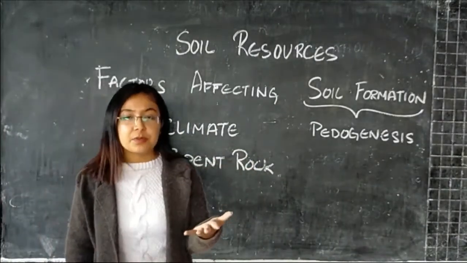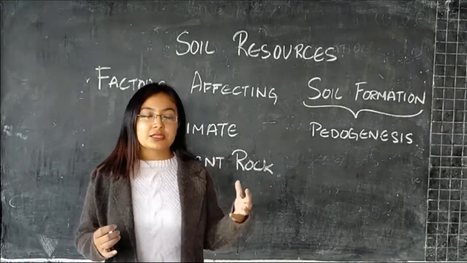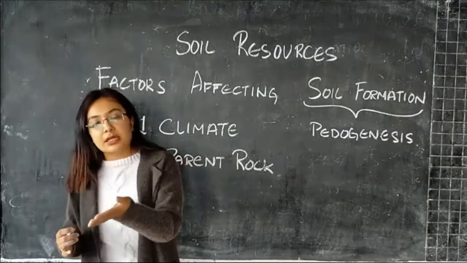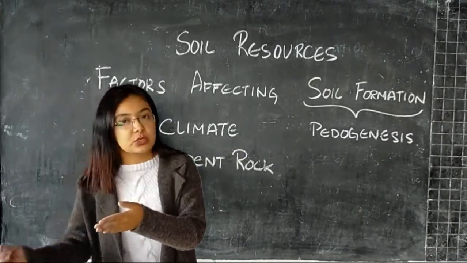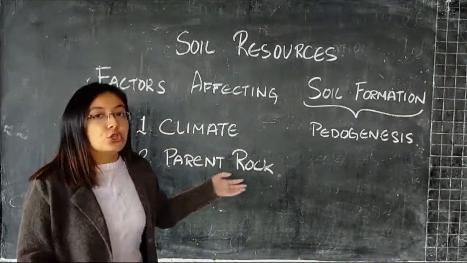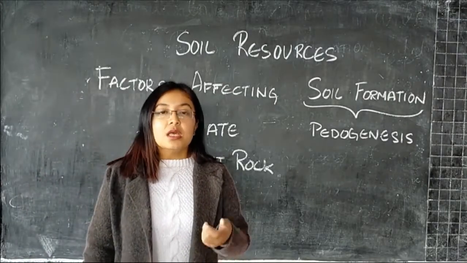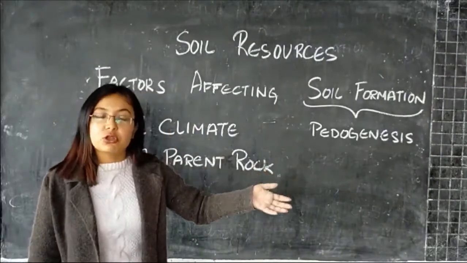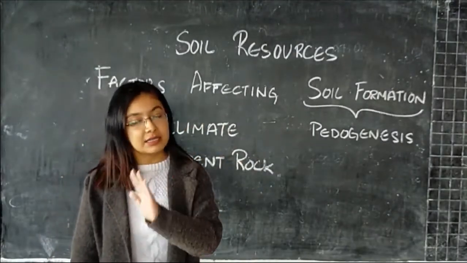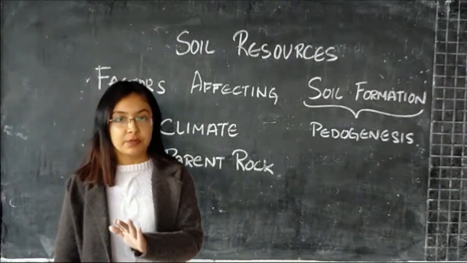For example, let us talk about humans. Whatever characteristics your parents have, some of those characteristics get passed on to you as well. In the same way, those parent rocks that have more iron in them, the soil that forms later on will also have a definite proportion of iron content in them. So that is how the parent rock plays its role.